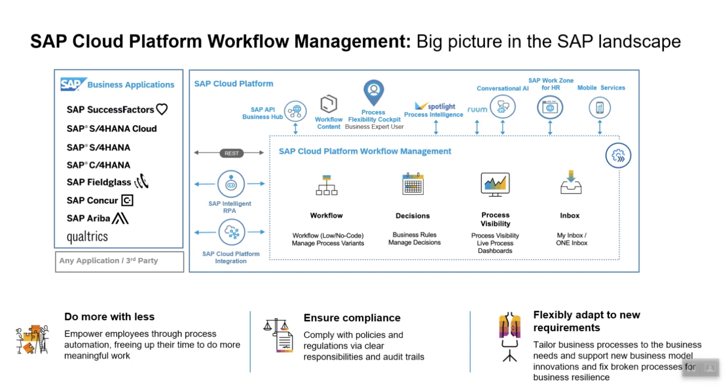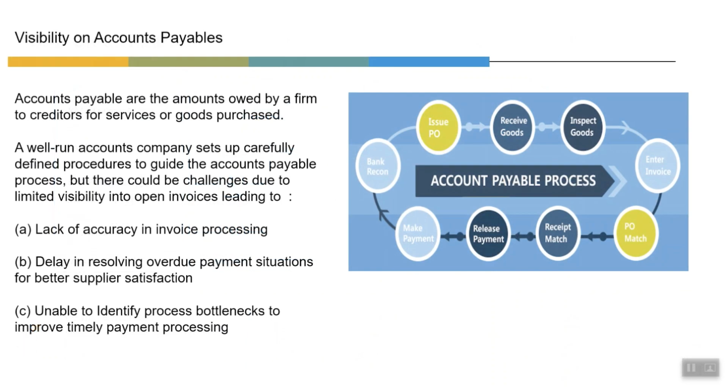Now let's take a closer look at one such live content package, visibility on accounts payable. Accounts payable is a liability for any business, as it is the amount a company owes to its suppliers for the purchase of goods or services. Managing invoices promptly and accurately is key to maintaining good relationships with suppliers, and thus requires complete transparency to be able to react quickly and make the best informed decisions.